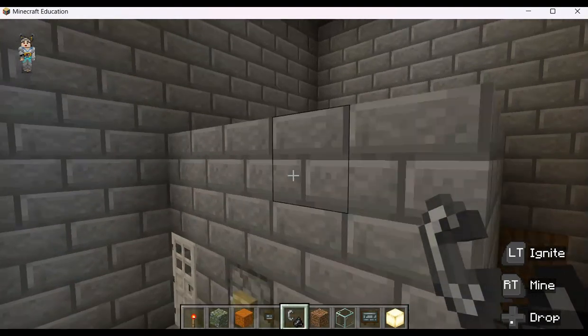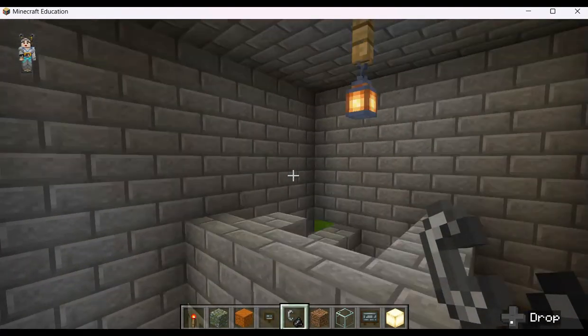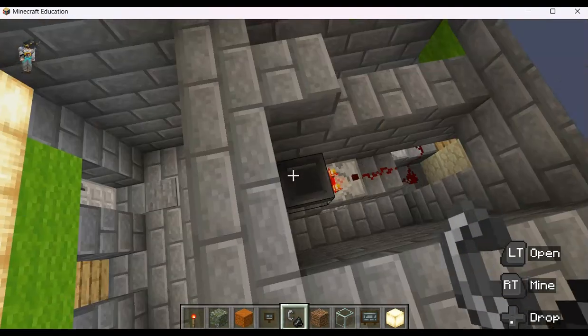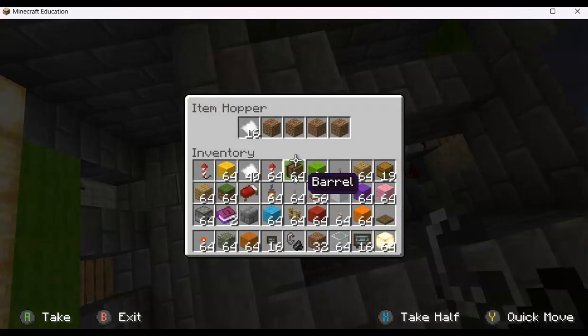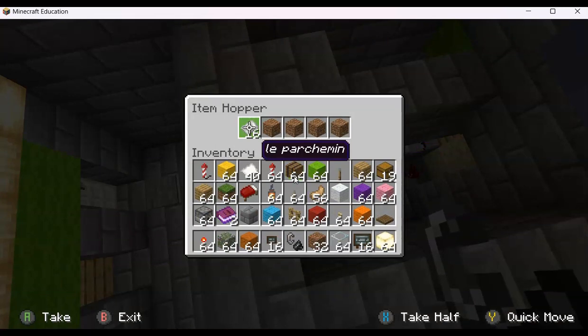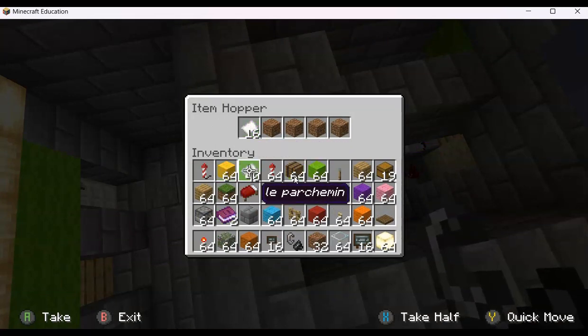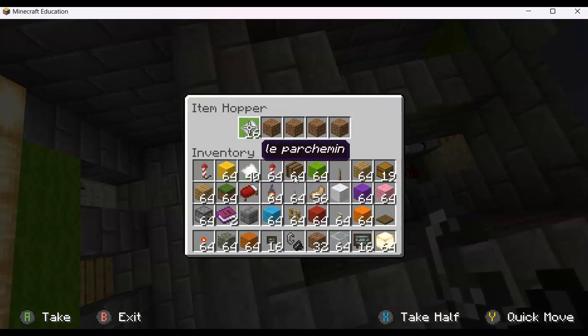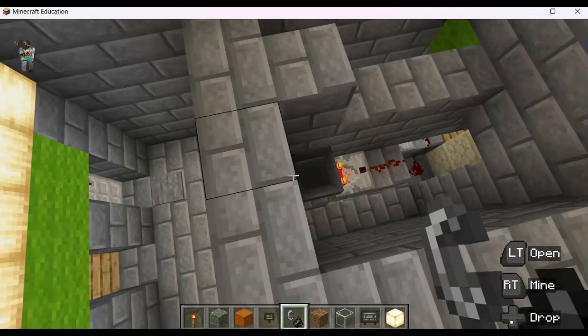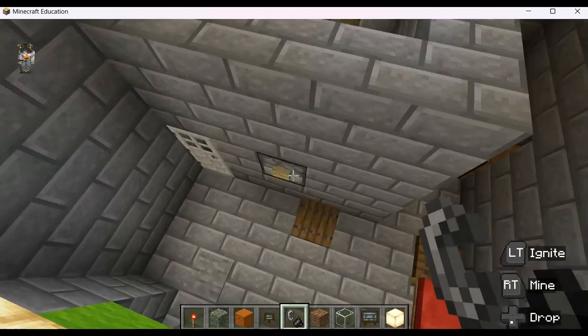But anyway, let me go up so you can see what I did here. I did a hopper dropper thing. I named the paper le parchement. The students have to get all 3 parchments, because that's important in the plot. They might just get one and not understand why it doesn't open, but they need all 3 to get through this door here, and that will automatically open.